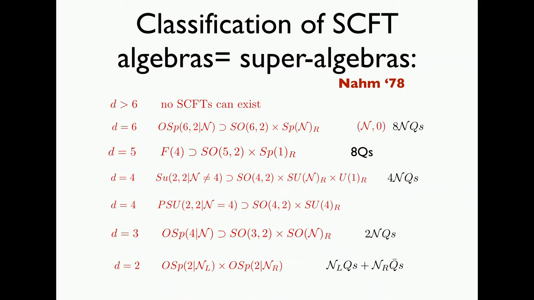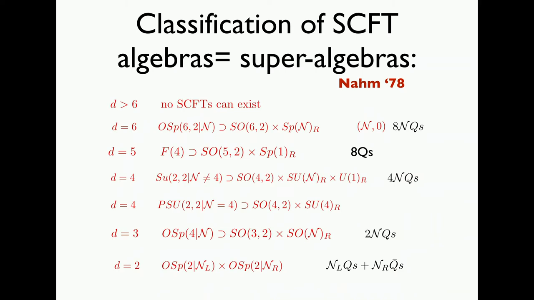And if you just look at these different super algebras and look for the condition of having an SO(D,2) subgroup and having fermionic operators that are in the spinor representation, in general, it's not possible. It's only possible in six dimensions and less. So there can be no superconformal field theories above six dimensions just because the algebra doesn't exist. And in cases where it does exist, it always uses special properties of spinor representations.